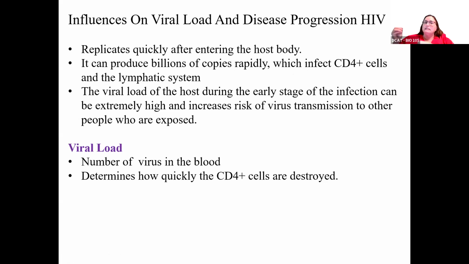Those T cells live within the lymphatic system, okay? And remember, the lymphatic system is throughout the body. So the viral load of the host during the early stages of the infection can be extremely high, because remember, that's what I said when we talked about that first stage, is that it's replicating really high because the immune system hasn't figured out quite yet what was going on. And it's taken a minute for that immune system to say, hey, wait a second, something's not right, and start to fight back. Okay. So because that viral load is so high, then it increases the risk of viral transmission to people who are exposed.